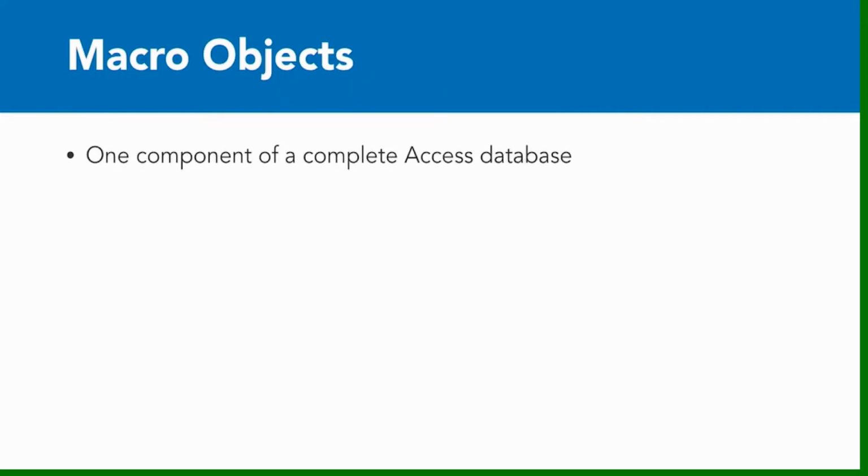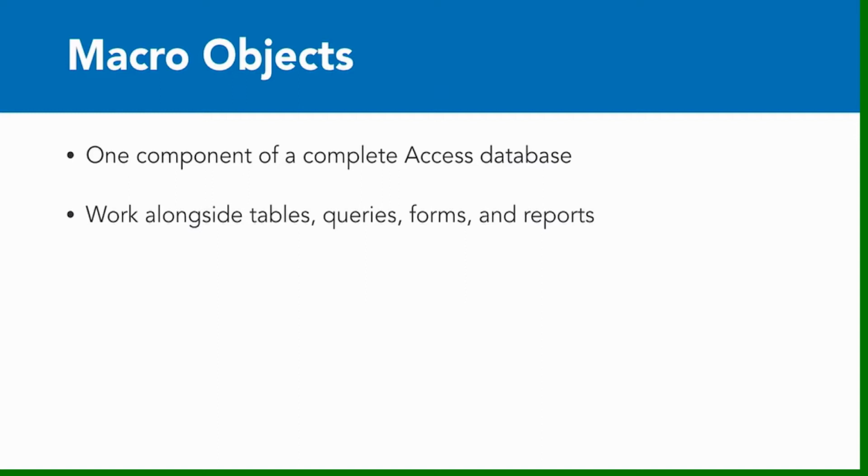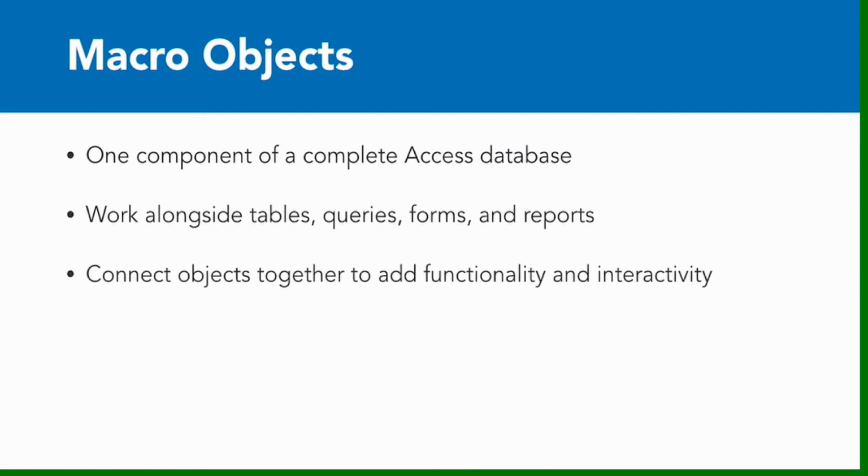Let's start by talking about what macros are and when you would use one. Macros are one of the component objects of an Access database. Like tables, queries, forms, and reports, macros serve a specialized role in the system. They allow database developers to connect objects together and add functionality and interactivity to the database. For instance, when a user clicks on a form that you've designed, a macro will tell the system what actions to perform and in what order.